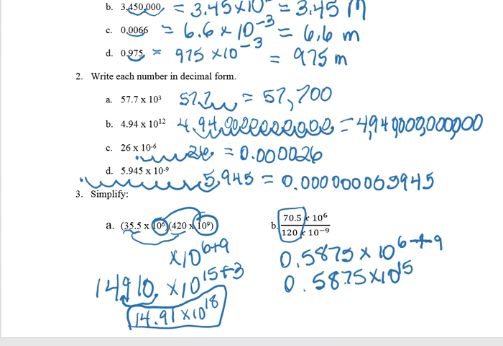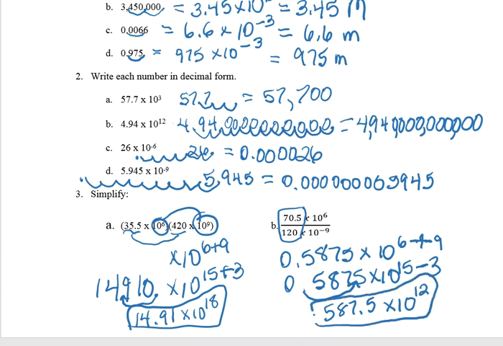Now I'm not in engineering notation, this first number is not between 1 and 1,000, so I'm going to move in groups of 3. It's going to go to here, so it's 587.5. Now the original number was less than 1, so the exponent I'm putting out here is going to be a negative. I moved 3, so it's going to become times 10 to the 12th.